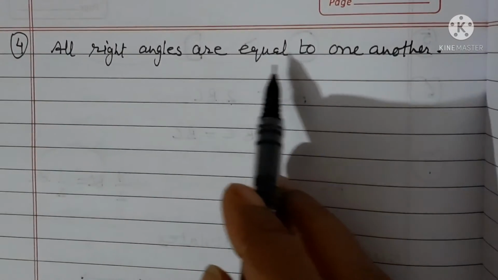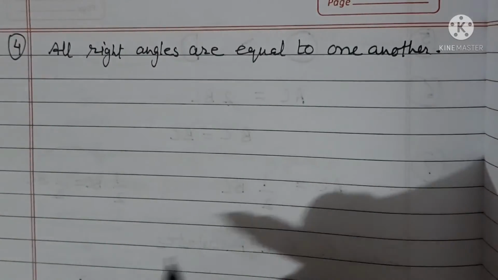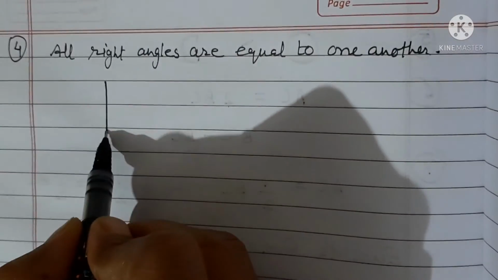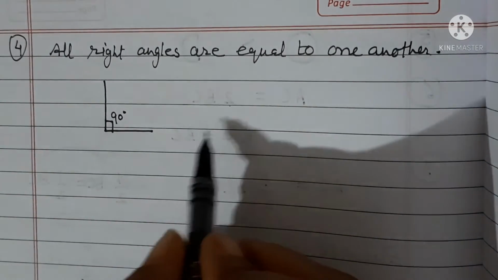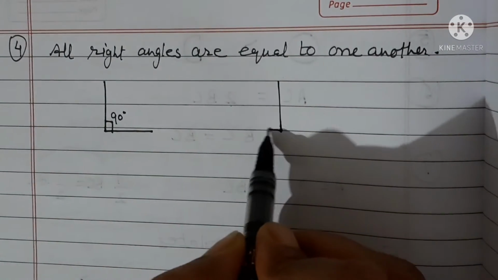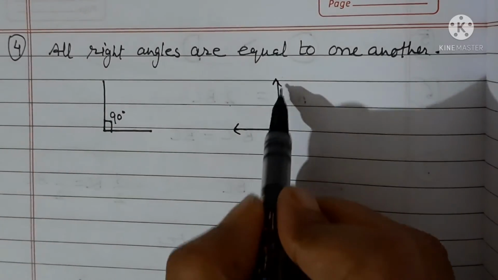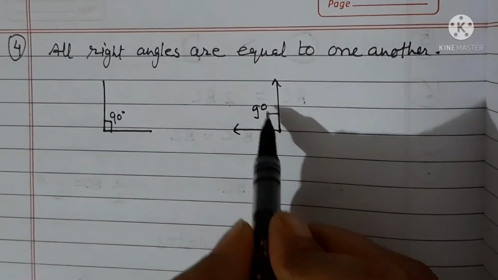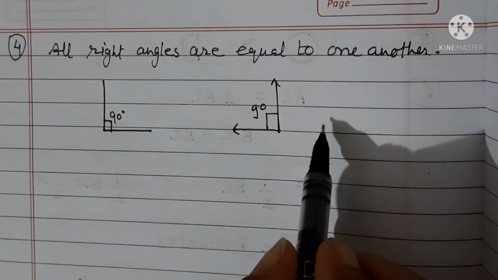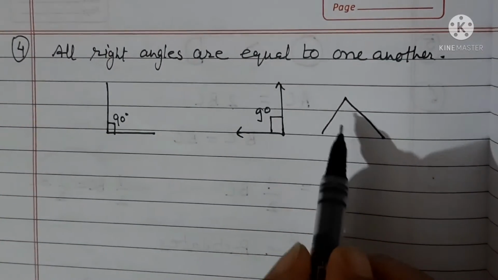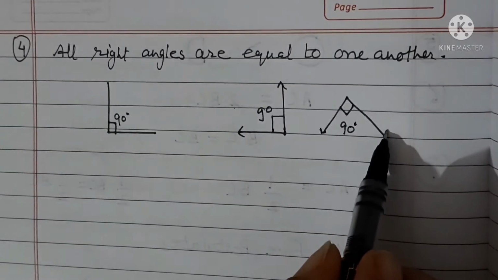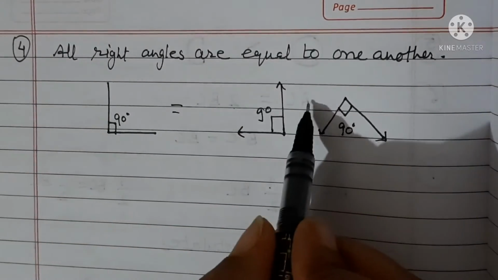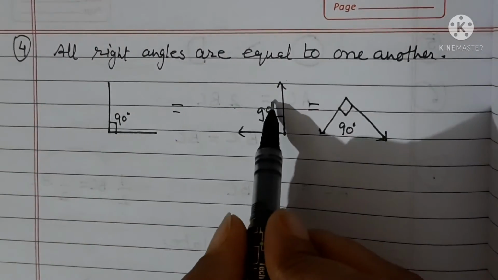Fourth, all right angles are equal to one another. Draw a right angle, 90 degrees. Another right angle, 90 degrees. Suppose this is a right angle of 90 degrees; they are equal to one another.